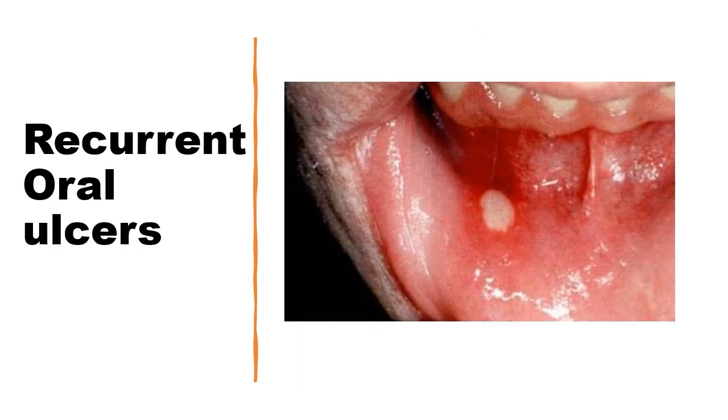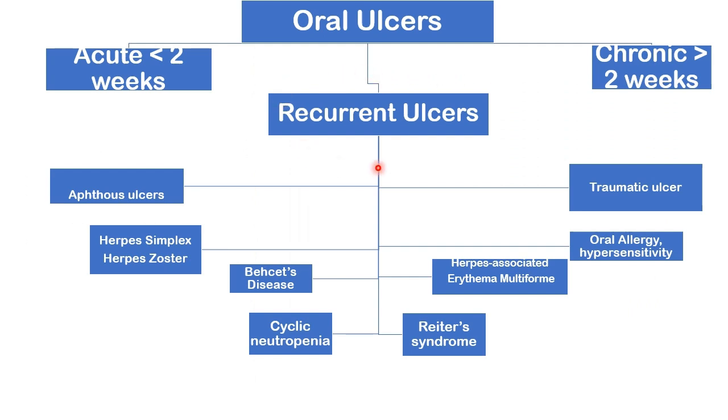We now move to the second group of oral ulcers. These are the recurrent oral ulcers. This second group of oral ulcers has 4 common etiologies and 4 less common etiologies. The common etiologies include the aphthous ulcers, the herpes ulcers, either herpes simplex or herpes zoster, the traumatic ulcers, and the oral allergy or hypersensitivity ulcers. These are the 4 common groups of recurrent ulcers, and they have quite distinct clinical manifestations.